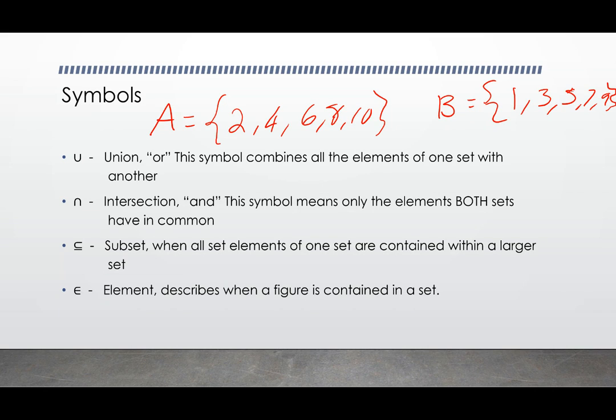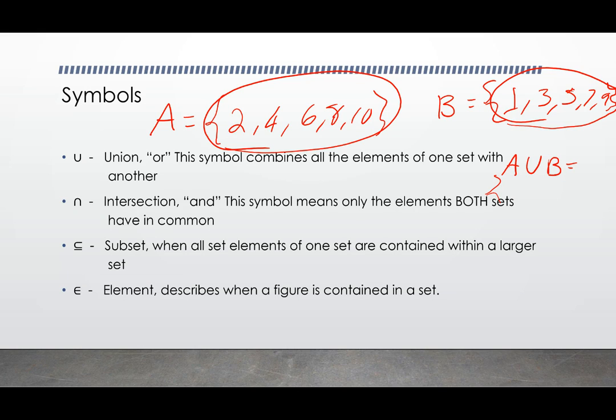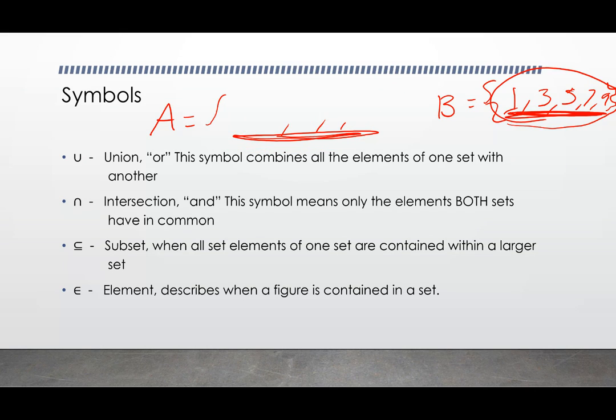If I were to say the union of A and B, so A union B, then I am combining all the elements that this set has with all the elements that this set has. So that set would be 1, 2, 3, 4, 5, 6, 7, 8, 9, and 10, because I'm using all the elements in here, which are the even numbers, and all the elements in here, which are the odd numbers, and putting them into one set. So it basically would be all the numbers between 1 and 10. That's what union means. It means bringing all the elements from one set into another.